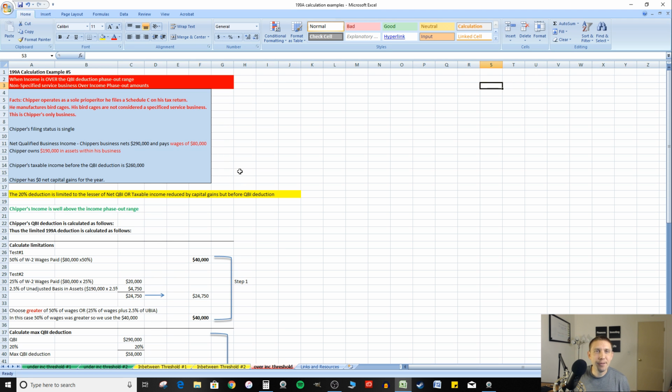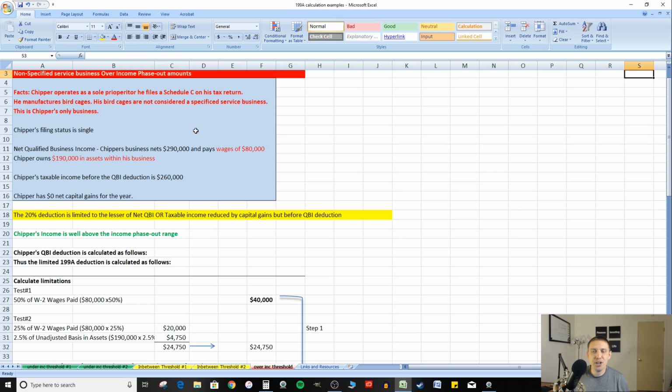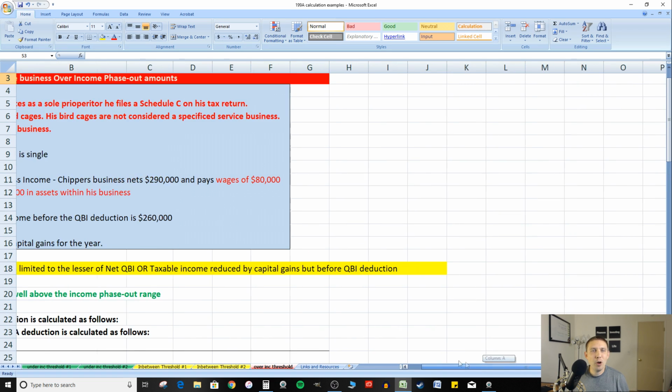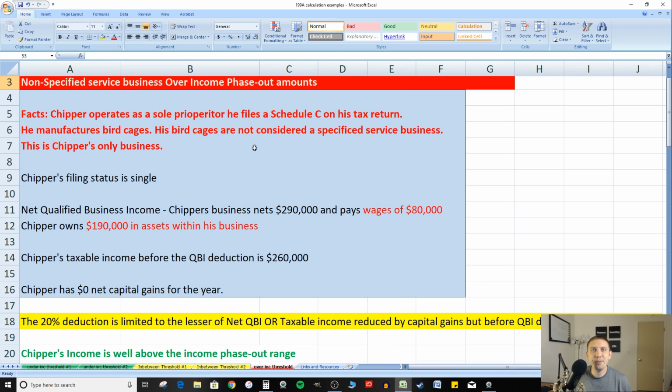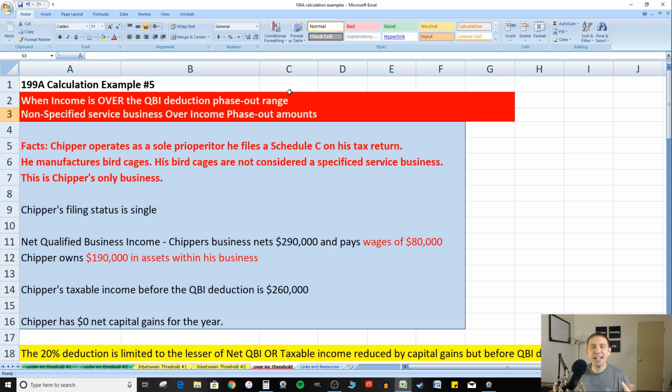Now let's move on to example 5. This is the final example I want to share with you in this video. And what we're going to do in example 5 is look at when a taxpayer's income is over the QBI deduction phase-out ranges, and they're in a non-specified service trade or business. So they're not in a service business, and their income is well over the deduction phase-out ranges. So what does that all mean?